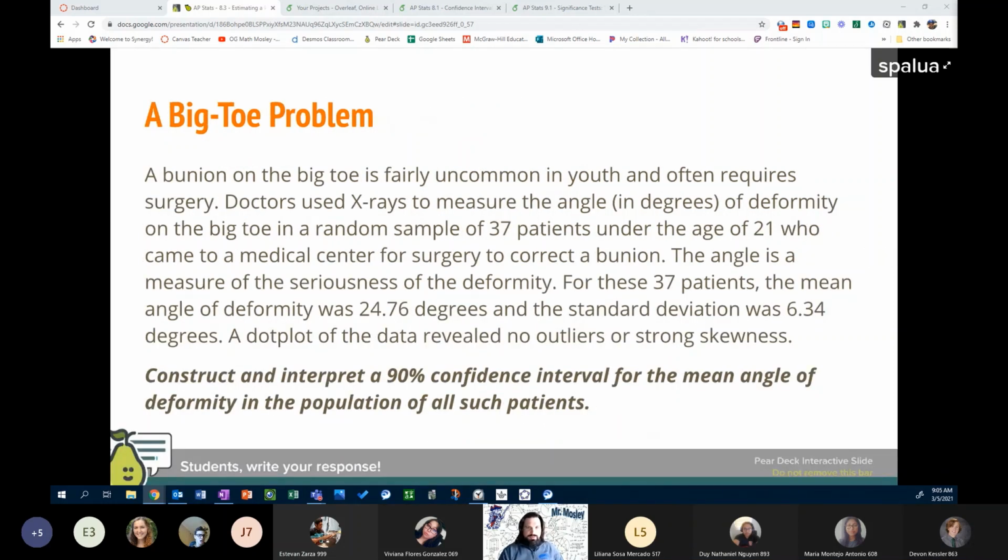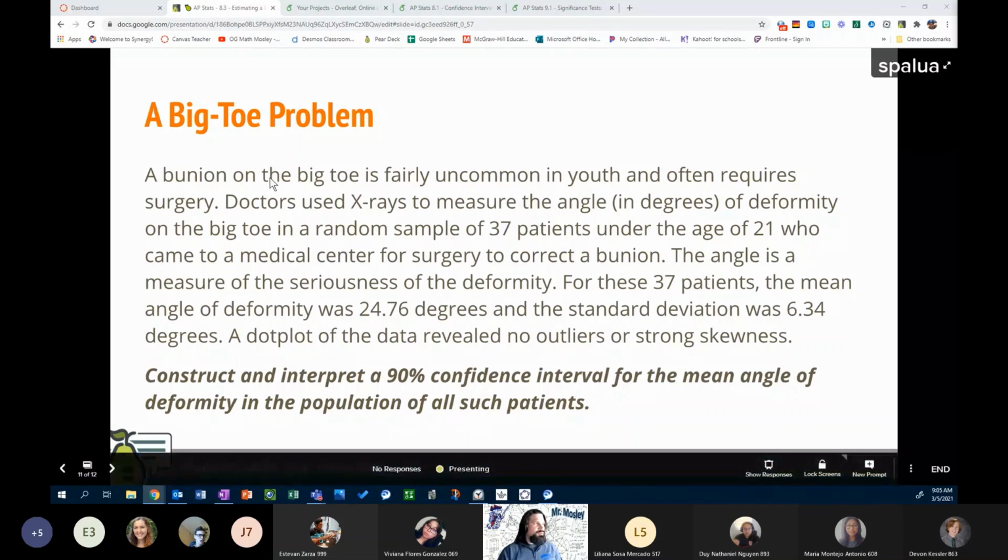Here's our last problem for today. It is the big toe problem. A bunion on the big toe is fairly uncommon in youth and often requires surgery. Doctors used x-rays to measure the angle in degrees of deformity on the big toe in a random sample of 37 patients under the age of 21 who came to a medical center for surgery to correct a bunion.